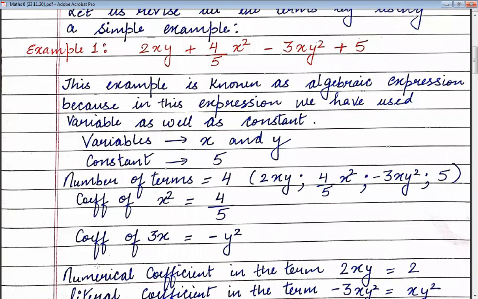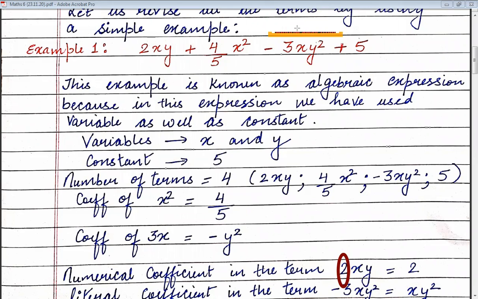Now the next one is the numerical coefficient in the term 2xy. I hope you know what a numerical coefficient is. Students, the numerical coefficient is only the number of the term. So what is the number in this term? Only 2. So the numerical coefficient of 2xy is 2.